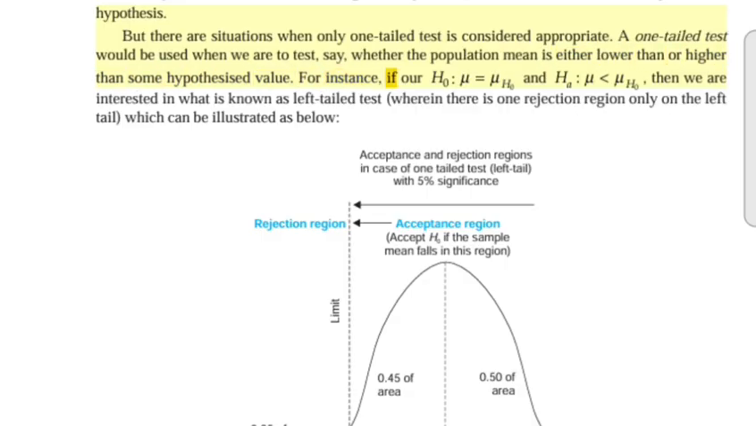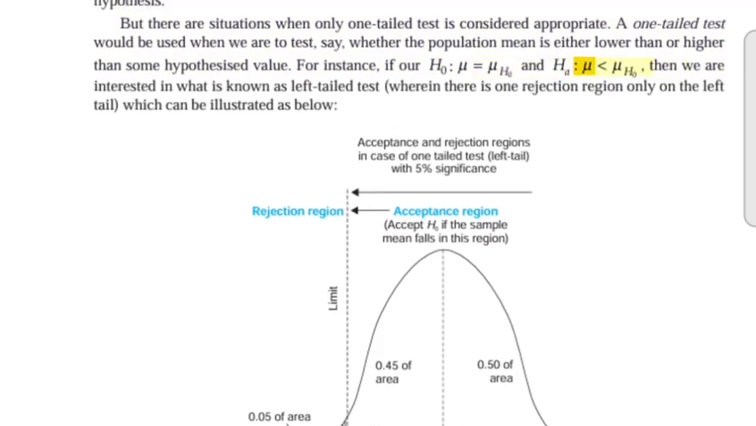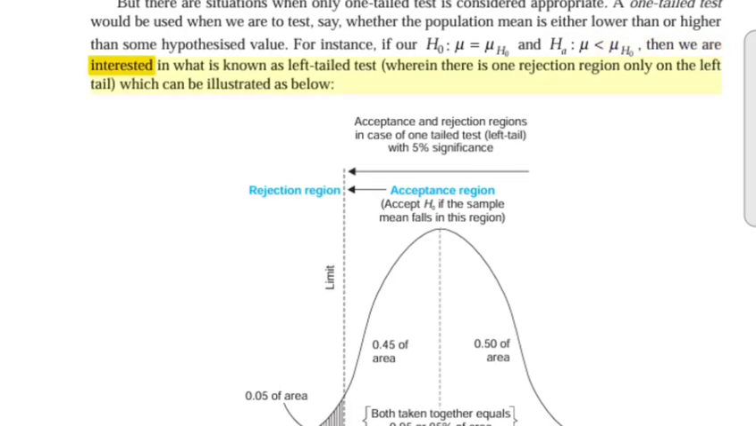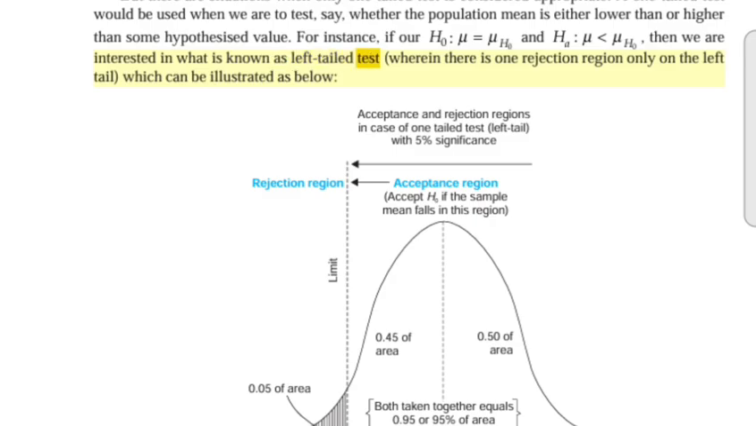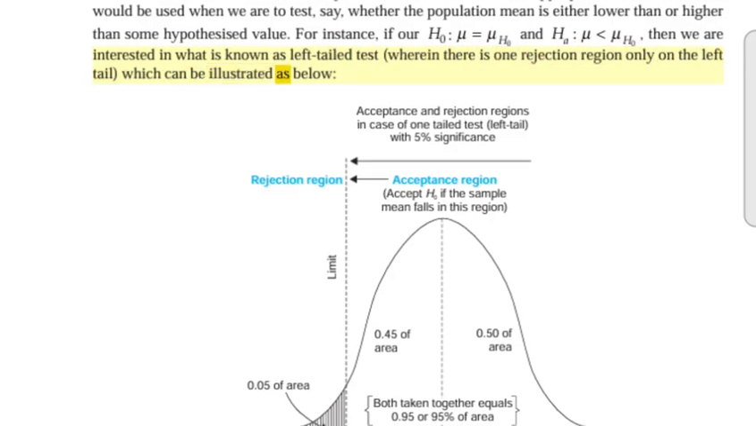For instance, if H0: μ = μ_H0 and Ha: μ < μ_H0, then we are interested in what is known as a left-tailed test, wherein there is one rejection region only, on the left tail, which can be illustrated as below.